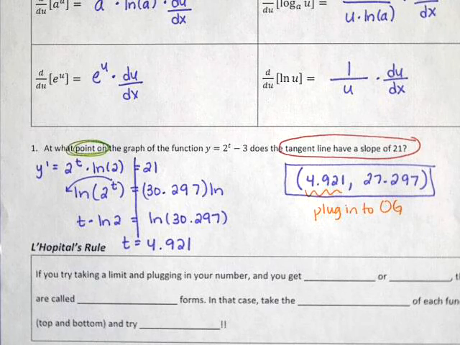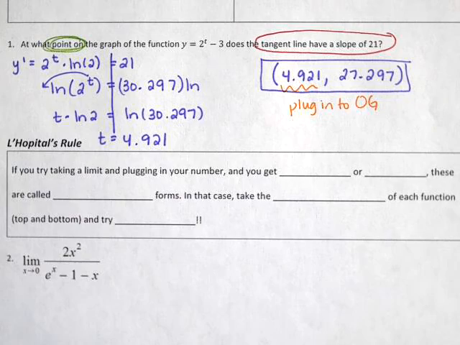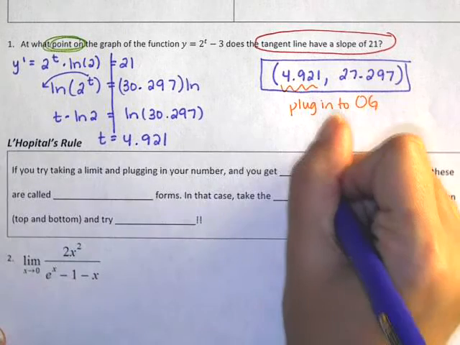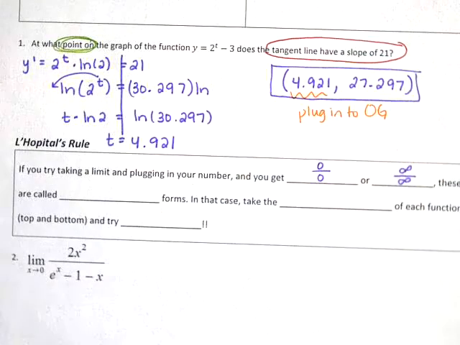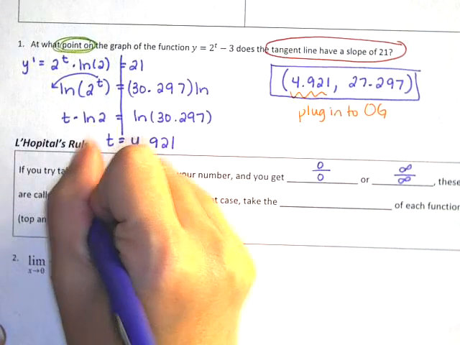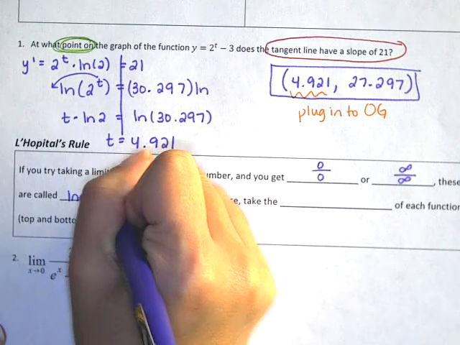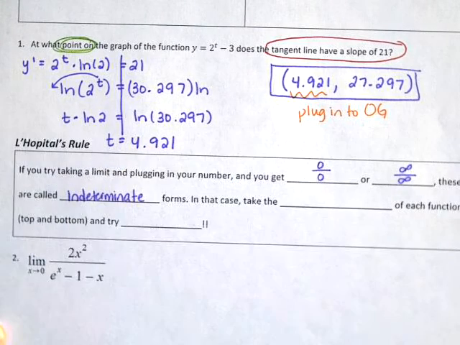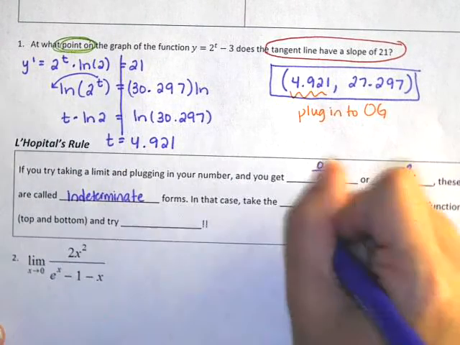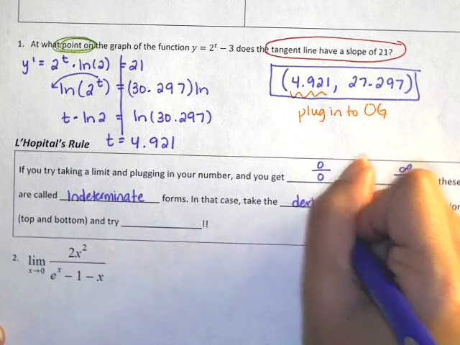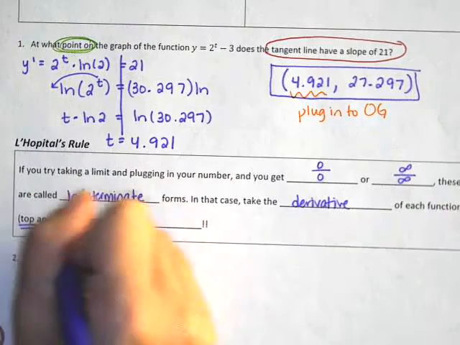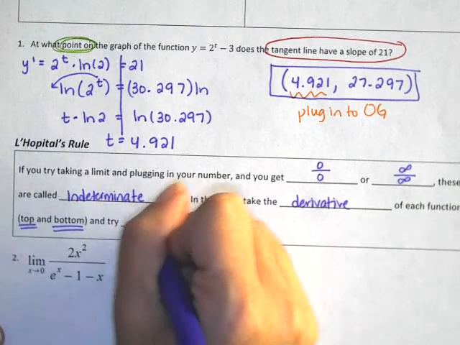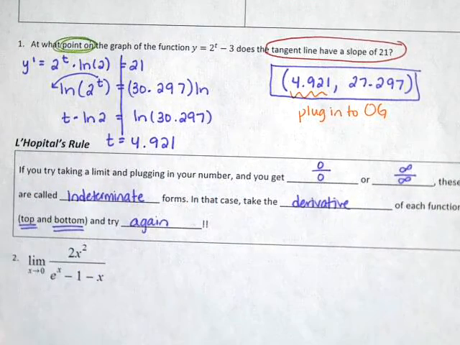The second thing that we learned at the end of the chapter was L'Hopital's rule. If you try taking a limit and plugging in your number, and you get 0 over 0 or infinity over infinity, these are called indeterminate forms. In that case, you just take the derivative of each function, the top and the bottom, and you try again. So let's look at an example.